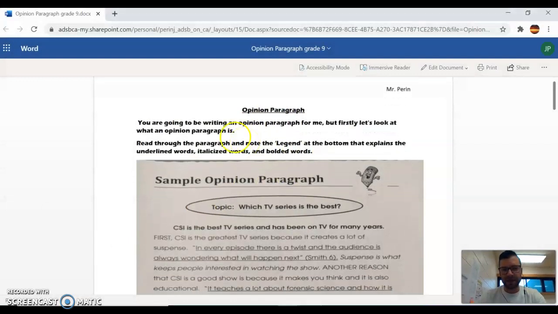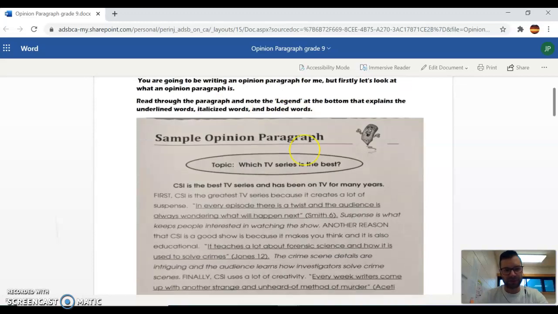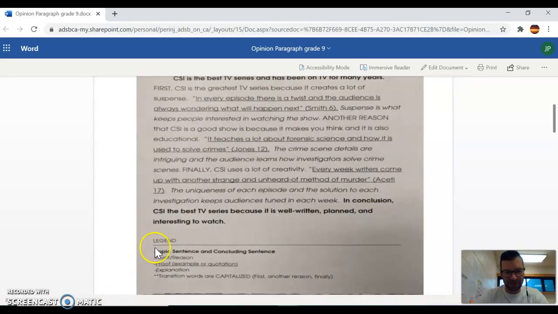So you're going to be writing an opinion paragraph for me, but firstly, let's look at what an opinion paragraph is. So we're going to read through this paragraph, and please make note of the legend at the bottom that explains the underlined words, italicized words, and bolded words. So I'll show you what I mean. This is the legend down here.